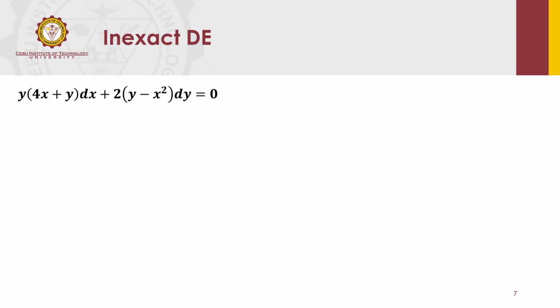So we're going to first distribute y. So it becomes 4xy plus y squared for the dx term, and 2y minus 2x squared for the dy term. Okay, so we let the dx term be the M and the dy term be the N.